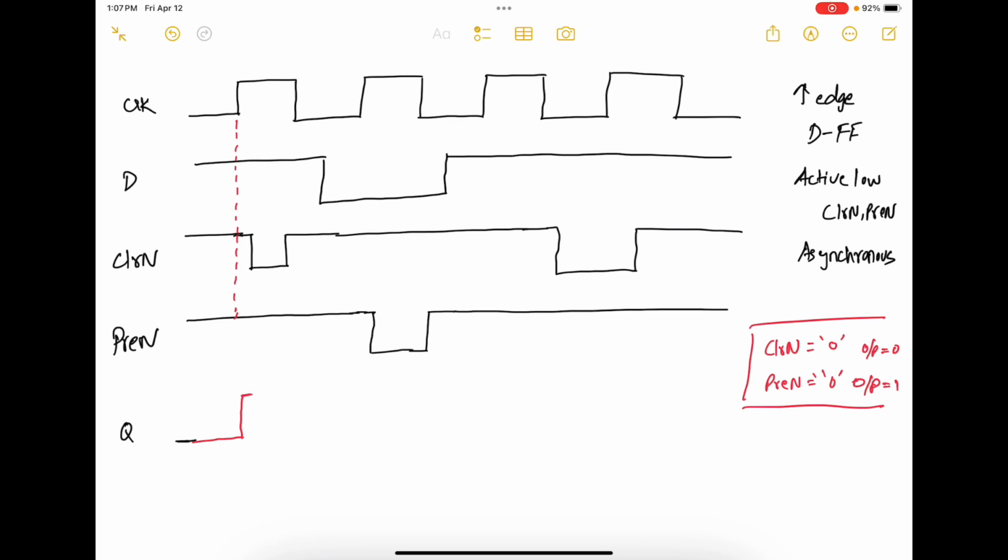Next, remember, ClrN and PreN are asynchronous, so they are not going to depend on the rising edge of the clock. In fact, they are going to override the rising edge of the clock. Here, ClrN is 0. As soon as ClrN is 0, your output is 0. So after a short amount of time, output goes 0. It stays 0. It's going to continue to stay at 0 at least until the next rising edge of the clock, because there is no activity after that.